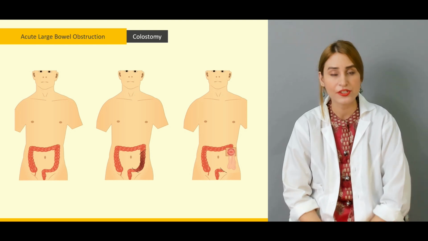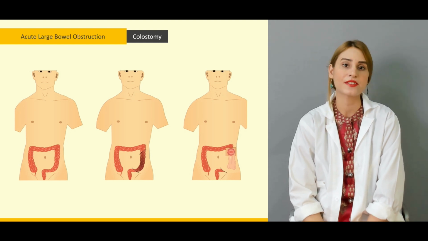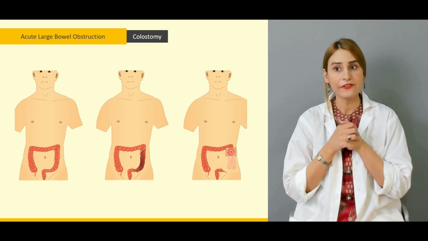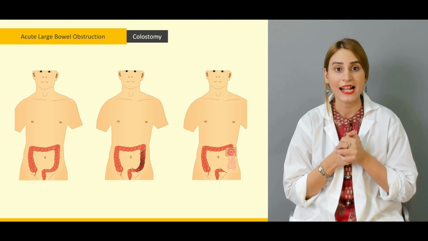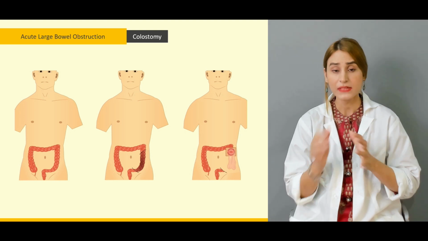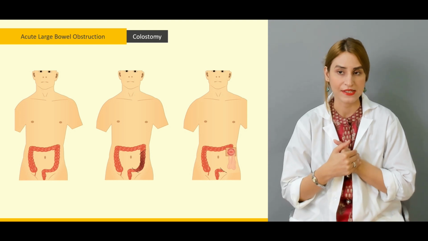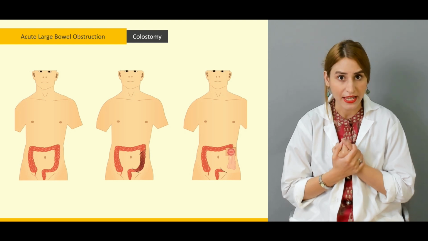some conditions you can perform the primary anastomosis, and in some conditions you cannot perform the primary anastomosis, right? If there was a perforation, or if there was an element of sepsis, you do not do the primary anastomosis. But now the question is, what do you mean by the primary anastomosis?